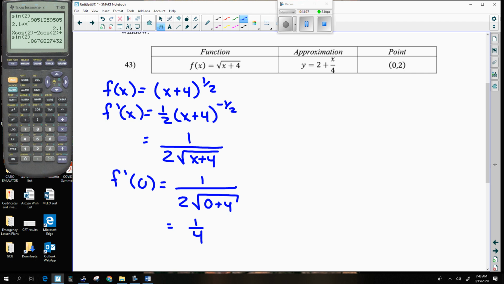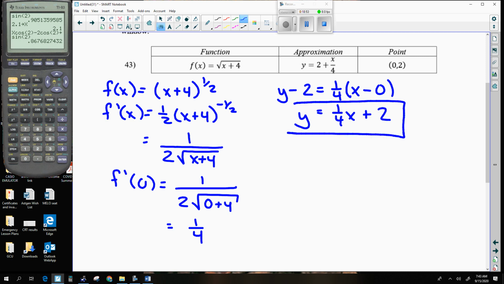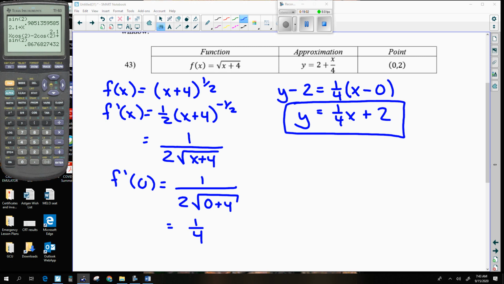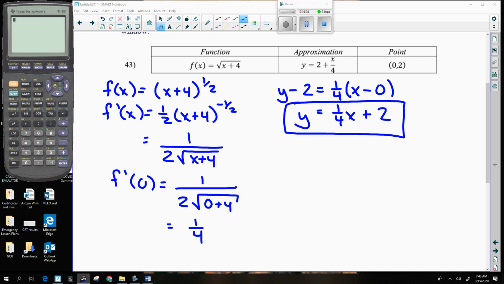Thus, the approximation would be y minus y1 is equal to m times x minus x1. And that is the linear approximation. And that is what they provide. Now they want you to graph both of them on the same viewing window. So I go to my calculator here and I put in the square root of x plus 4.